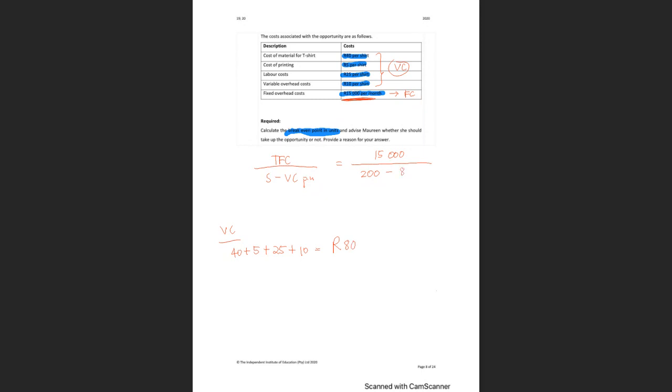So here you're going to plug in the 80 into your formula, and that gives you a break-even point of 125 units. So now you know the break-even point. They said to advise Maureen whether she should take up the opportunity or not. Now this 125 is saying to you that this is the point at which her income will equal her expenses. So if she's producing anything more than this, she's going to benefit from it and make a profit. Anything less than it, she's going to make a loss.